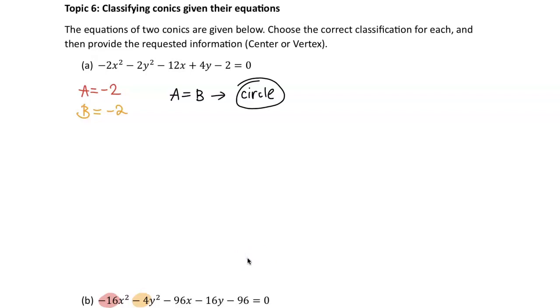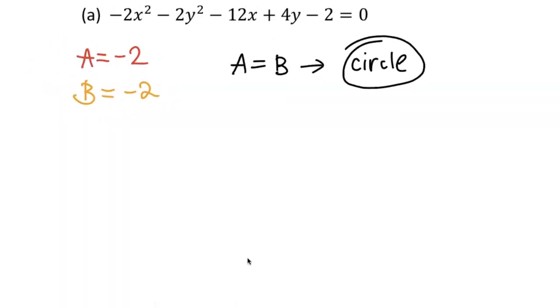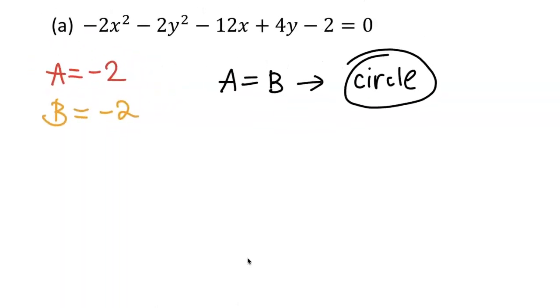In the previous video, we classified conics as either circle, ellipse, hyperbola, or parabola. But in this video, I'm going to find their centers or vertex, okay? So the first one, we had a circle. Circles don't have a vertex, circles have a center. So let's go find the center of this circle, okay?